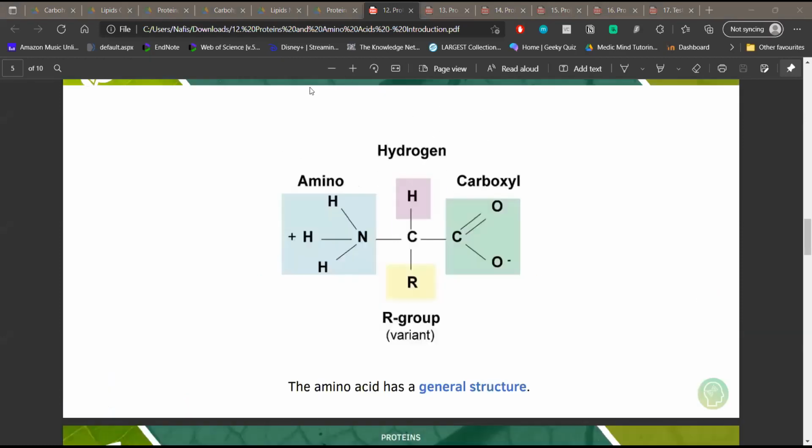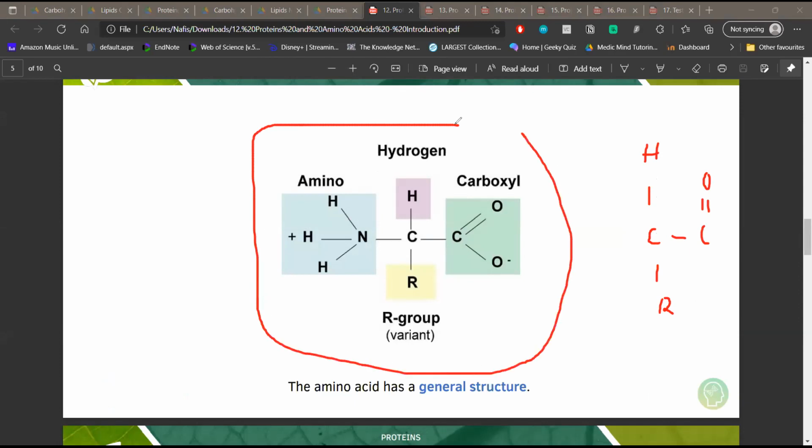So amino acids have this general structure. This is probably not the structure that you're aware of and not the structure you'll be expected to draw in the exam. The structure you'll be expected to draw in the exam will be this. Does anyone who might be doing A2 chemistry know why this structure has also been given? While I continue drawing out the structure that you'll be expected to know in the exam.